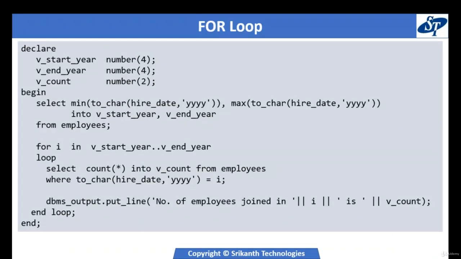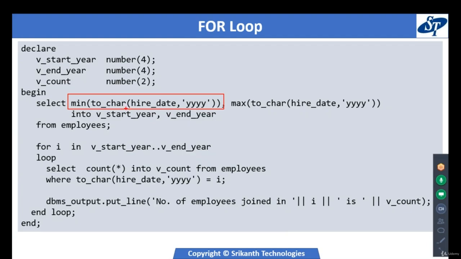Here are some other examples using the for loop. I want to find out how many employees joined in each year. I want to find out what is the minimum year. This is going to find out the minimum year out of all the years. First, we take the year from the hire date and find out the minimum value. And also we are finding out the maximum year. And we want to copy those two values into start year and end year.